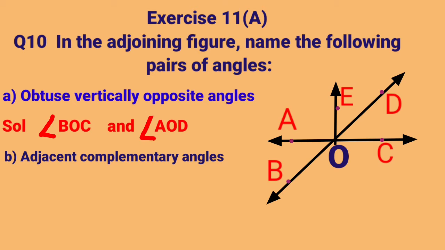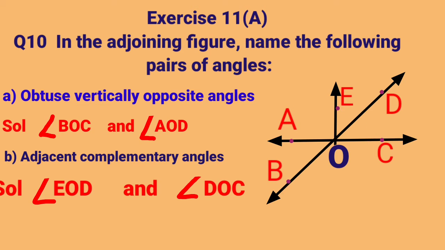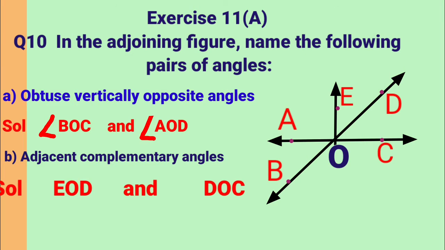As well as they are adjacent also because they have a common vertex, a common arm, and non-common arms. They are on the opposite sides of the common arm. So angle EOD and angle DOC, they are adjacent complementary angles.